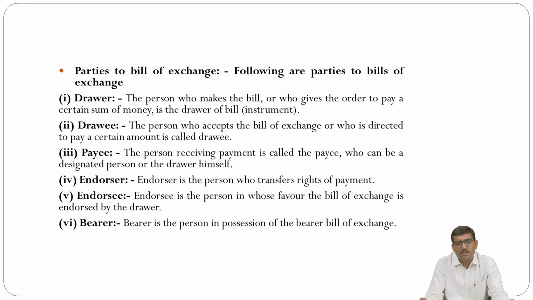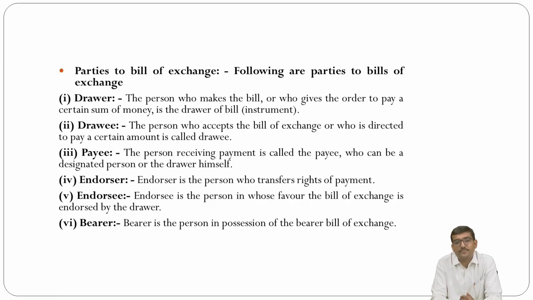Now, the question arises in your mind, sir, how many parties are there for making that bill of exchange? So, my dear friends, first party is drawer, second is drawee, third is payee, fourth is endorser, and next endorsee and the bearer. The drawer means the person who makes the bill or who gives the order to pay a certain sum of money in the bill, that is the instrument.